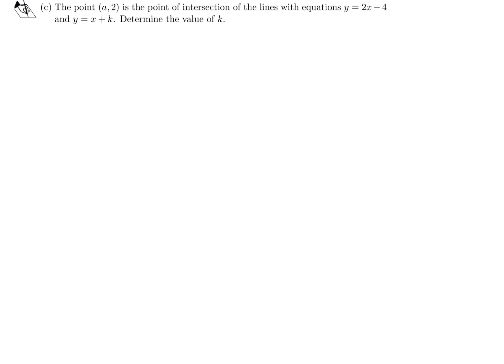The point A2 is the point of intersection of the lines with equations y equals 2x minus 4 and y equals x plus k. Determine the value of k. Well, these two lines, y is equal to 2x minus 4 and y is equal to x plus k, intersect at this point. So let's substitute those points in and get some values.